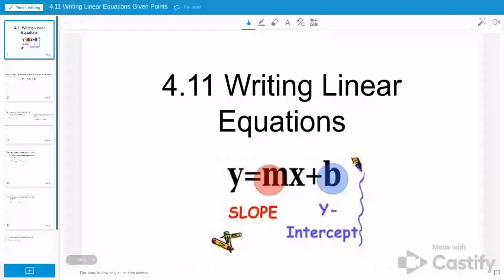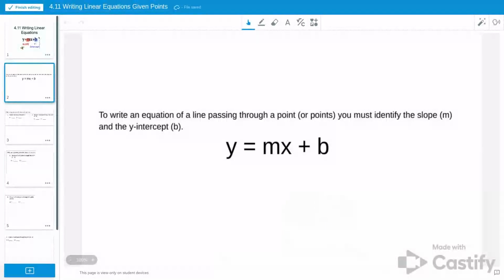Okay, today we're going to talk about writing linear equations given the slope and a point. So remember that when we write a linear equation, we're still using our slope-intercept form. So y equals mx plus b. And so m is our slope and b is our y-intercept. So these are the two things that we need to identify. Once we have those, we can write our equation.